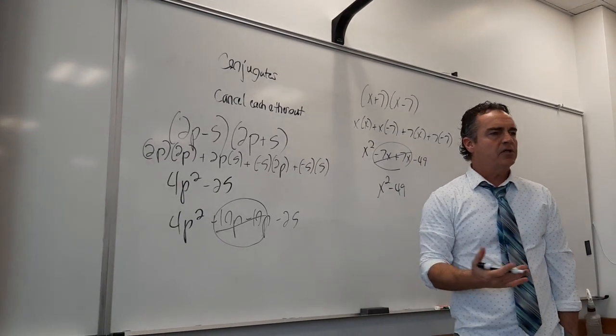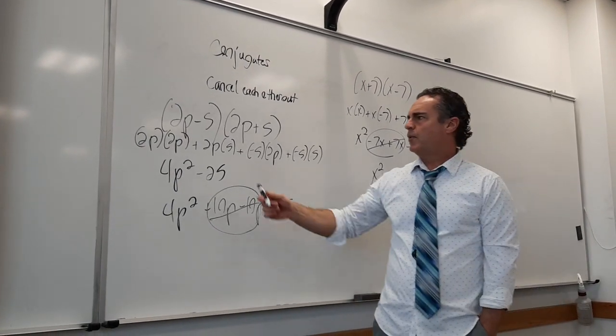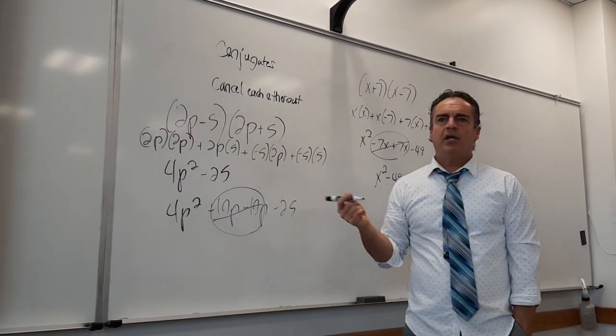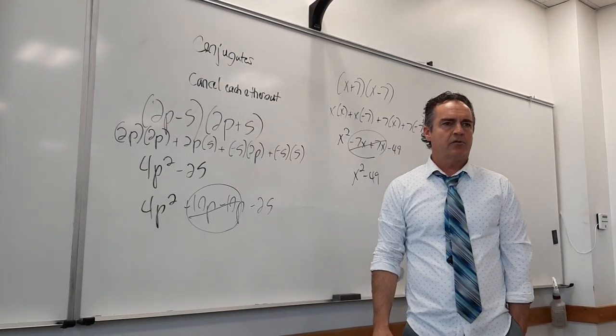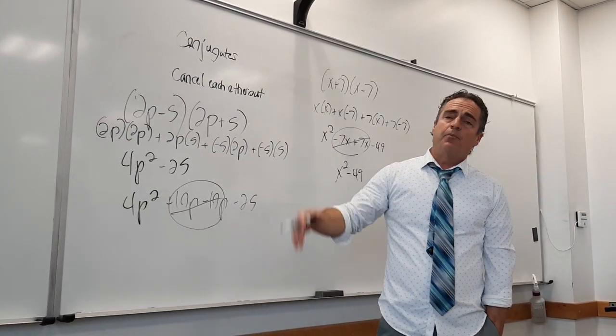So what we're showing is conjugates. You can take a little shortcut and just multiply the first terms and the last terms, get your answer, because the middle terms will cancel each other out. And you're going to have a few problems doing that.